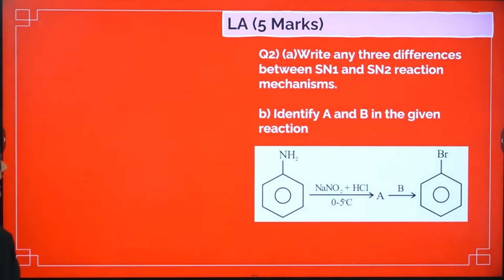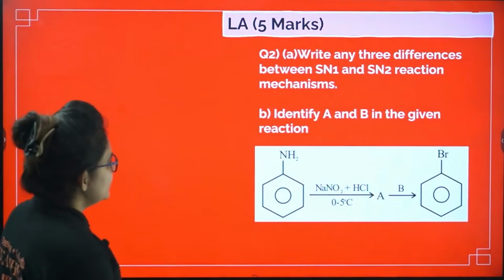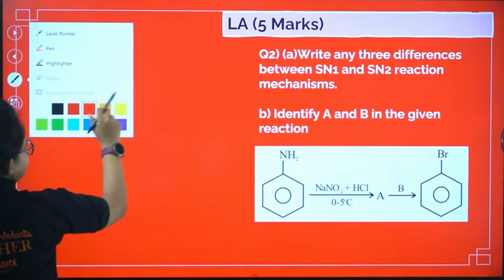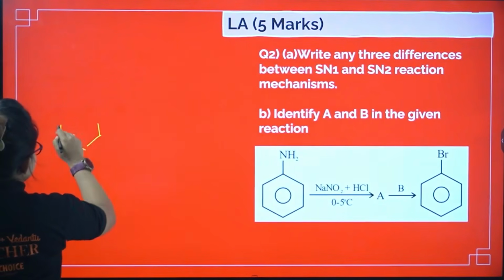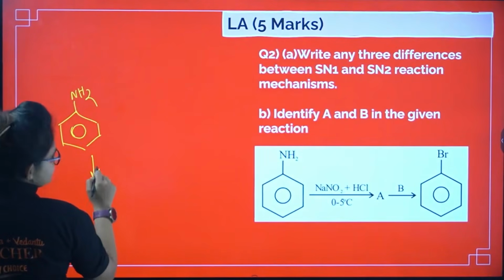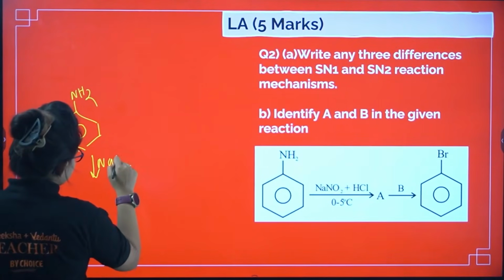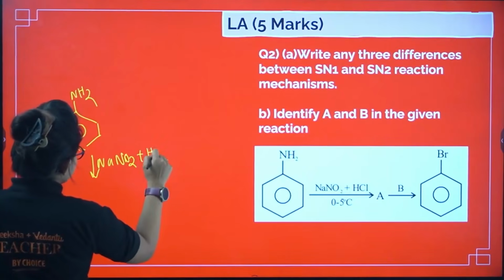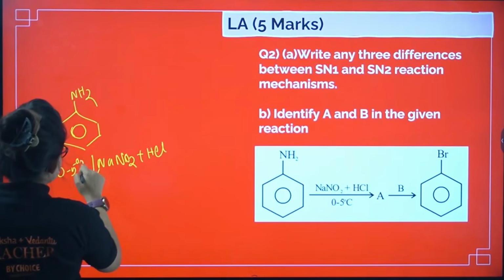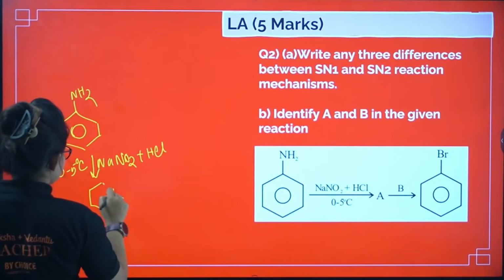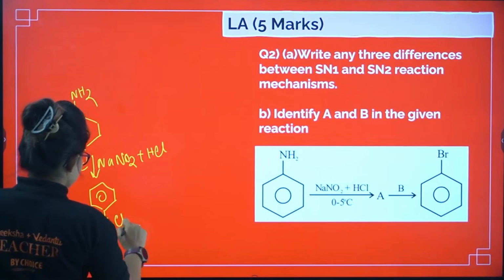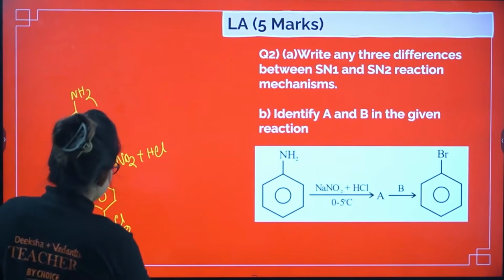Okay, identify A and B in the given reaction. Okay, just let me do it here. So I'm having aniline. So aniline in presence of NaNO2 plus HCl, it will form HNO2, at 0 to 5 degrees Celsius, it forms benzene diazonium chloride, C6H5N2+ Cl-, benzene diazonium chloride, that is my A.